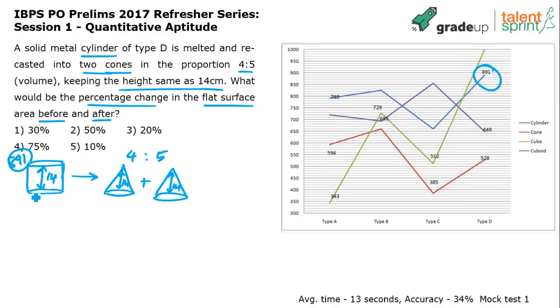See, understand the flat area before was this. There were two circles, right? Here there's a flat area, and on top there's a flat area. And after that also there are two circles, but two different circles. Earlier the two circles were the same. Now there are two different circles because their volumes are different.